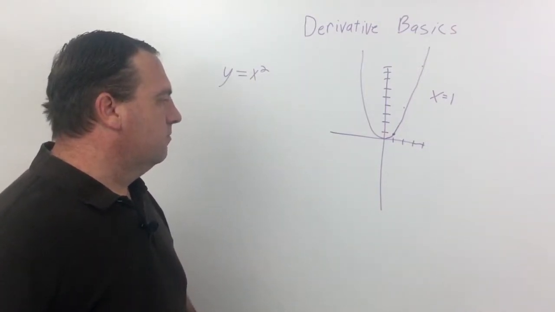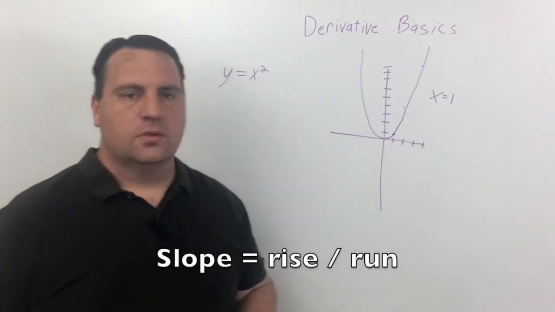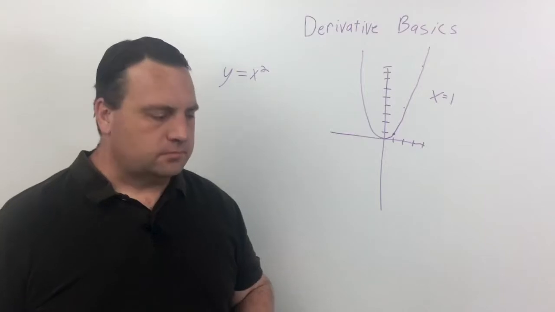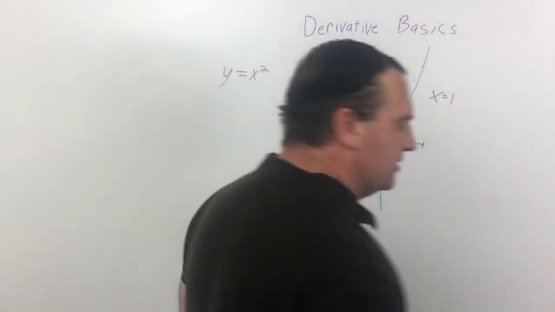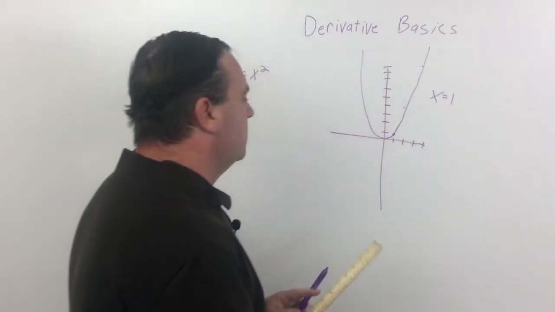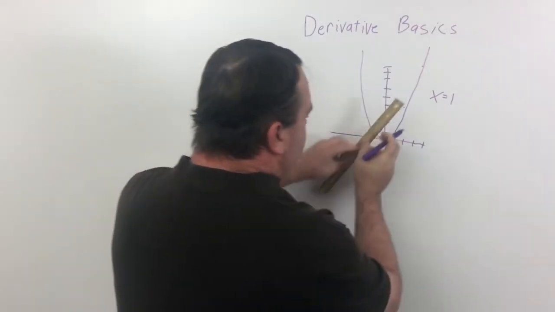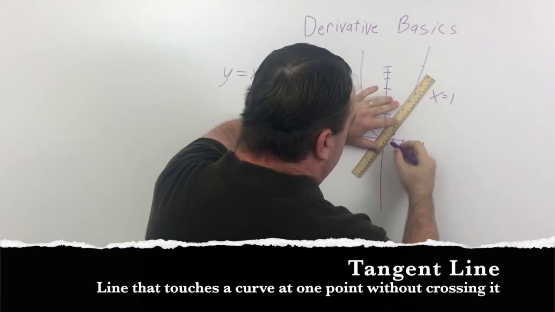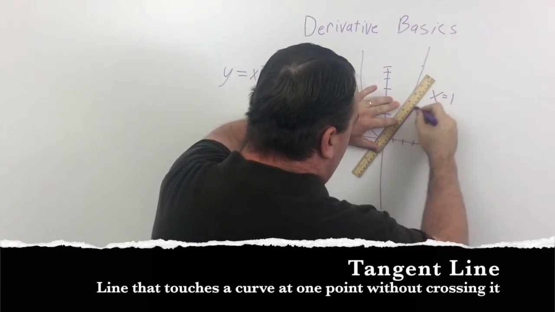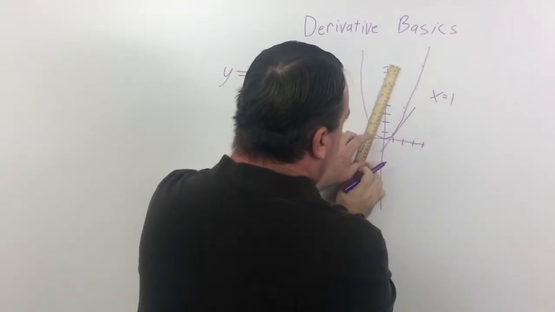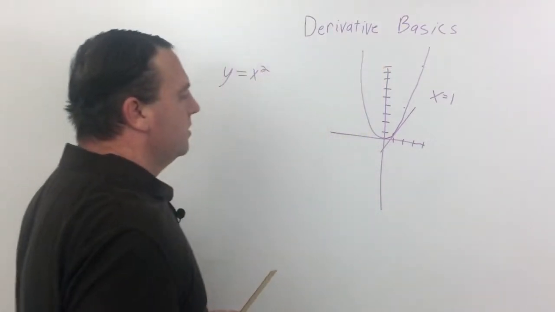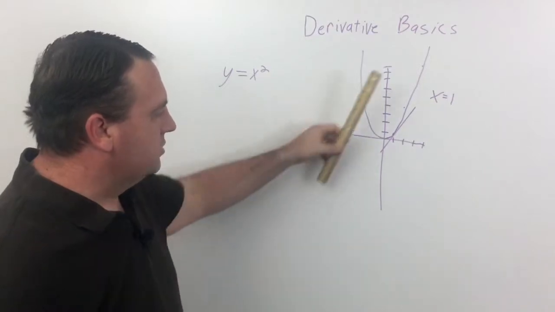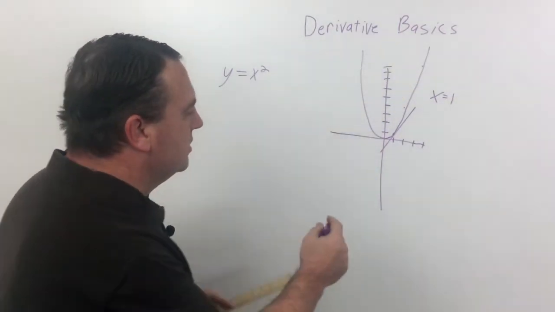Now, if you think about it, how do we find slope? Well, if I want to find the slope precisely at that point, the slope is equivalent to the slope of a tangent line, that is a line that touches the graph without crossing it. Okay, so it's a line that touches the graph. You have to draw it just so.